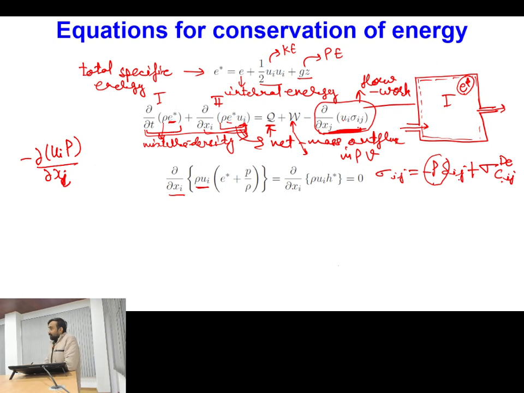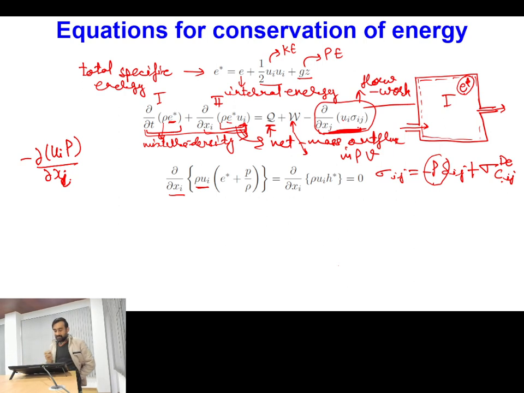Because why will this xj become I only? Because this delta ij will be equal to 1 only when I equals j. So I can replace this j with I. Are all clear with this idea?